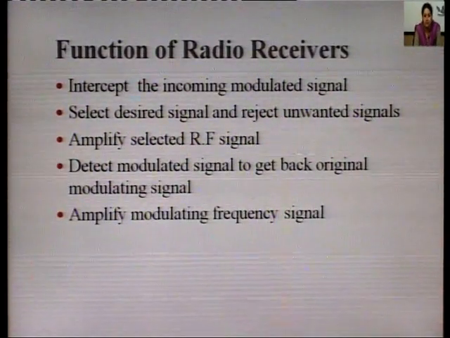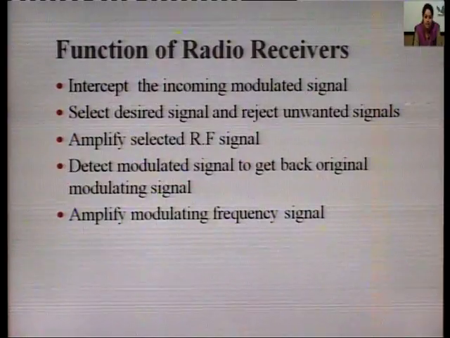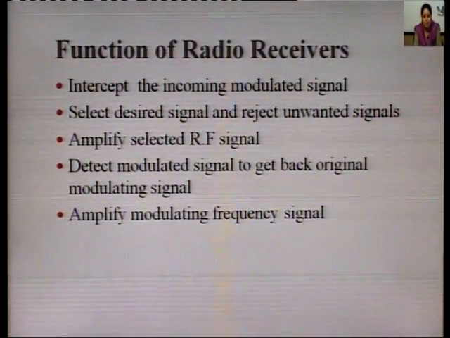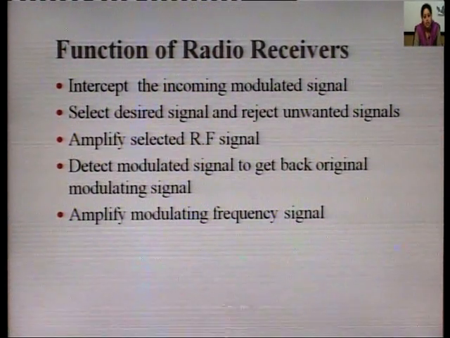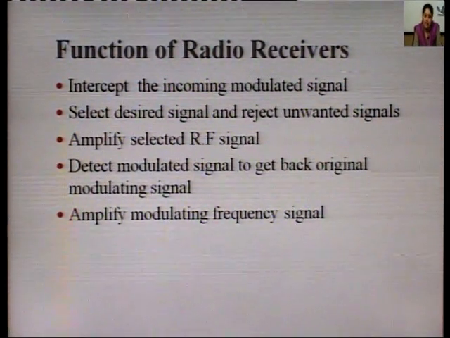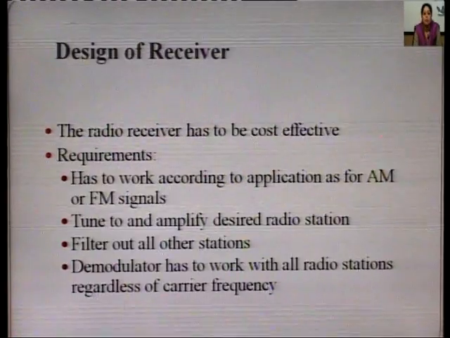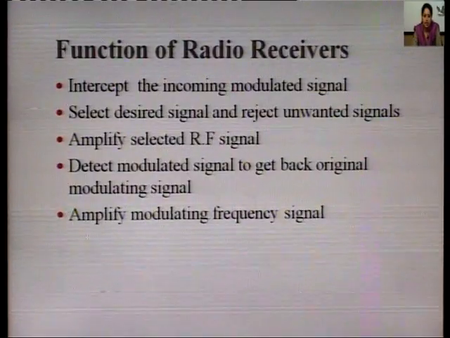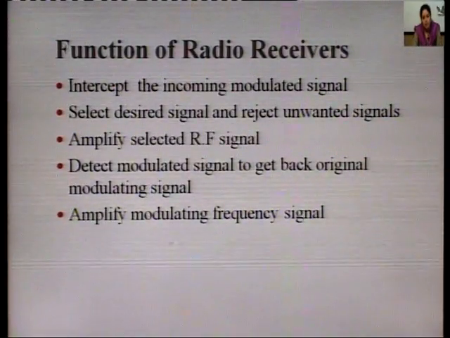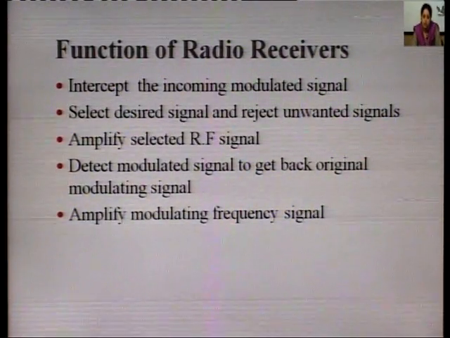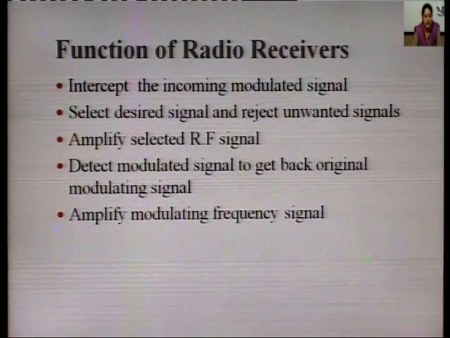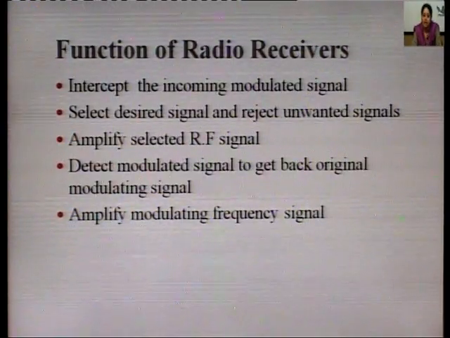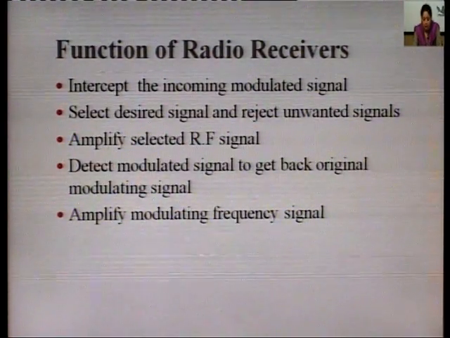After the signal has been selected by the receiver, it amplifies the selected RF signal, because the signals can be weak, so the amplification process is done at the receiver. After it has been amplified, it detects the modulated signal to get back the original modulating signal. That is, detect means at this point we are doing the demodulation process to get it into the original form. After demodulation, the signal is again amplified to obtain the modulating frequency signal.